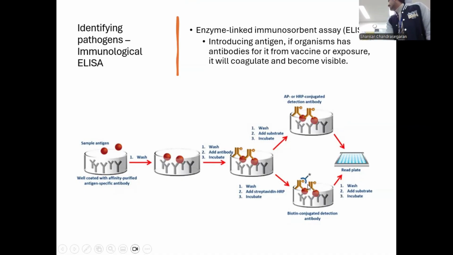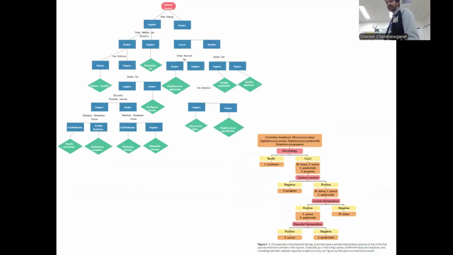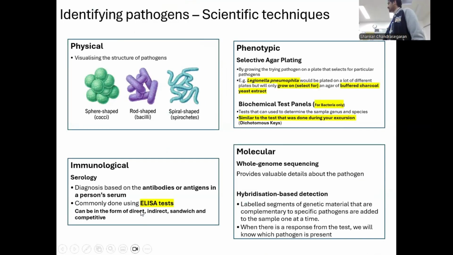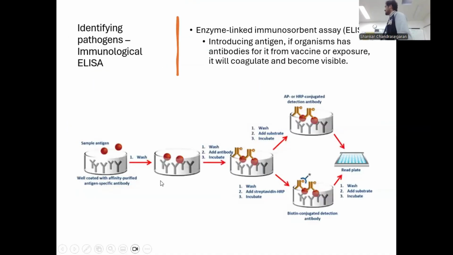the detection method. Obviously, since there are so many different types of ELISA tests, whether they could be direct, indirect, sandwich or competitive, there are many different versions of this test. Essentially, it works by introducing the antigen if the organism has antibodies for it from vaccine or exposure, and it will coagulate and become visible. Right? First, we introduce the antigen, and then we will try to wash it with a bunch of antibodies. And if it binds to the antigen, that means that it will become visible, and we know whether that pathogen is present.